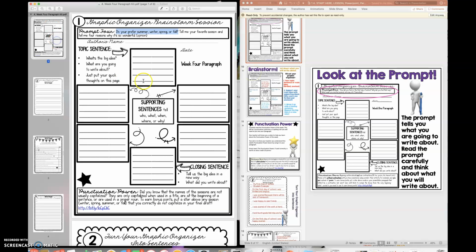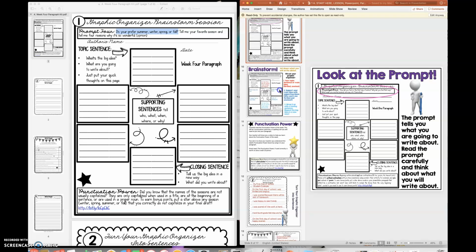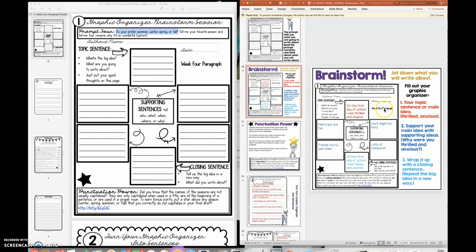So yesterday you should have done your graphic organizer saying, do you prefer summer, winter, spring, or fall? Remember, the prompt is telling you what you're going to write about. So yesterday, you should have written in that topic sentence, okay? Support your idea with the supporting details. So that's in these boxes. And then wrap it up with a closing sentence. Remember, this is from week 1. You guys are in week 4.